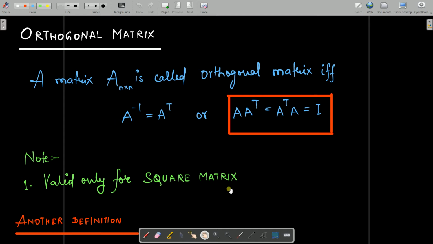Why is it only valid for a square matrix? Because only for a square matrix you can find the inverse. For a rectangular or non-square matrix you cannot find the inverse. So of course this relation will be invalid in that case, because you won't be getting that. So this will be orthogonal if this condition is satisfied. Whether you check this condition or this condition, whichever you are comfortable with, you do that.